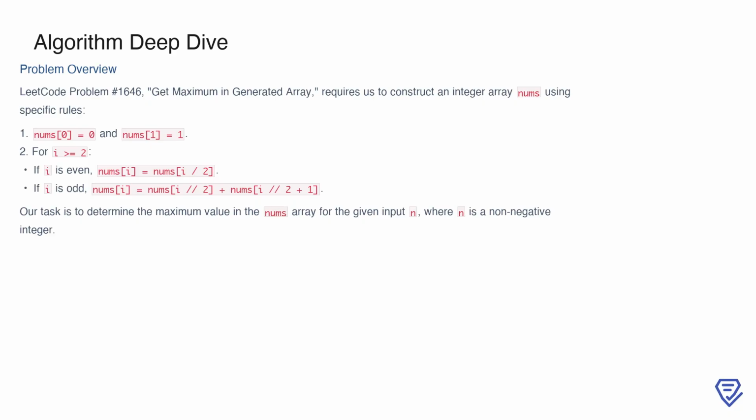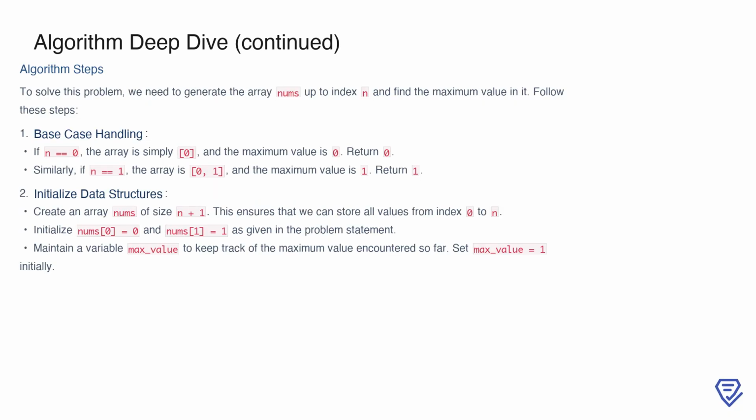This involves both generating the array and identifying the largest value efficiently. To solve the problem, we need to systematically generate the array nums up to the given index n and track the largest value along the way. First, we handle the simple base cases.